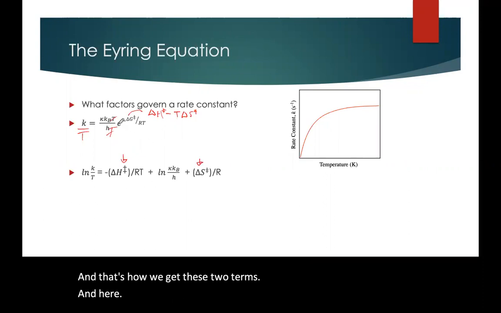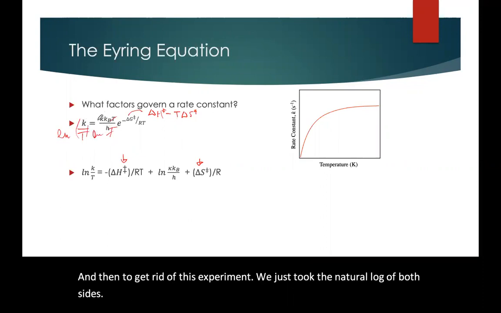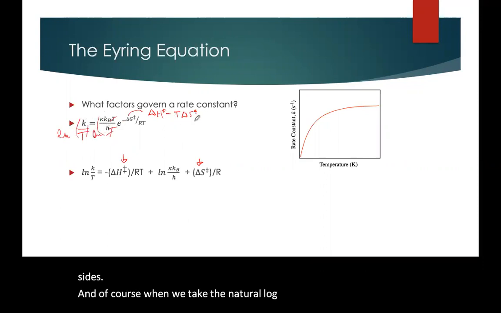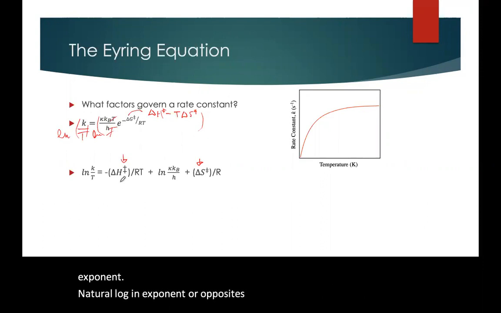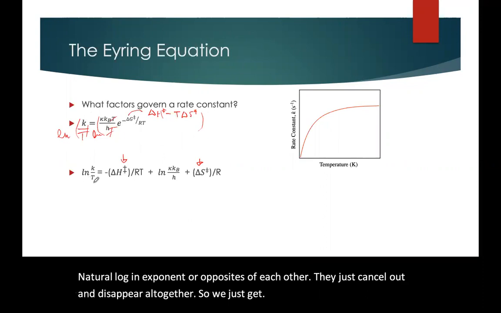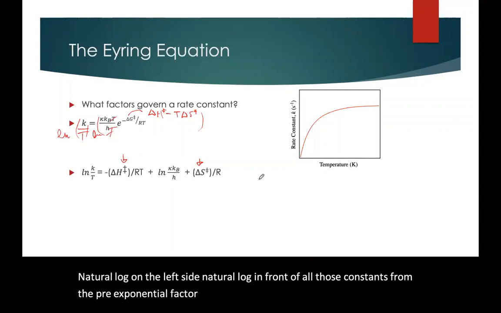And then to get rid of this exponent, we just took the natural log of both sides. And of course, when we take the natural log of something that contains an exponent, the natural log and the exponent are opposites of each other. They just cancel out and disappear altogether. So we just get natural log on the left side, natural log in front of all those constants from the pre-exponential factor, and delta H and delta S are just left without any exponents, without any natural logs.